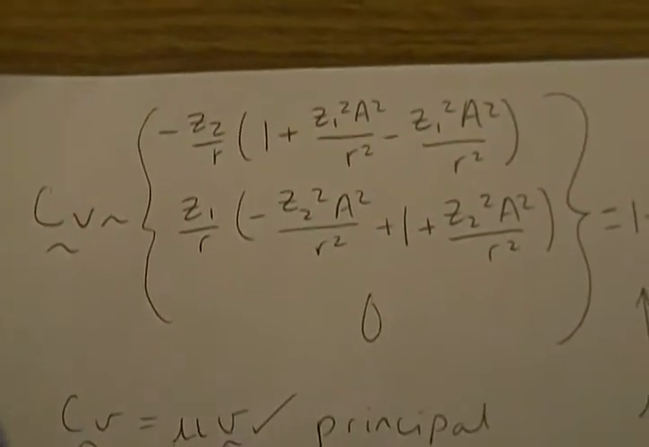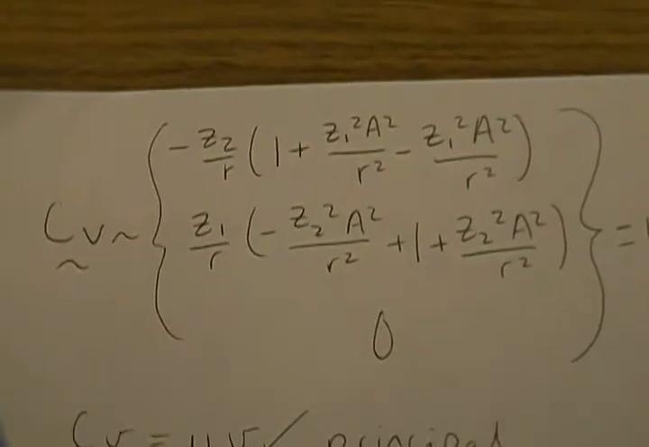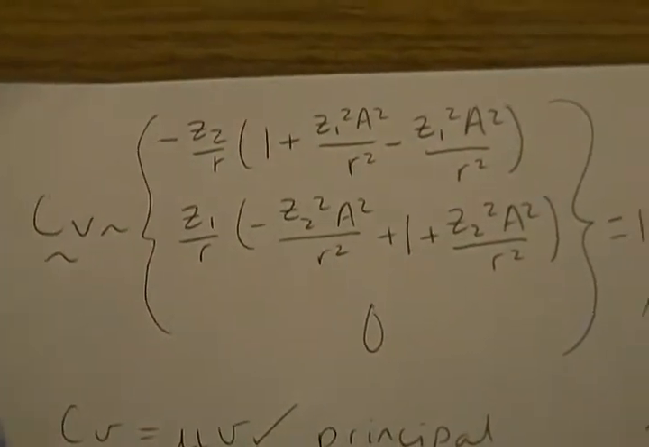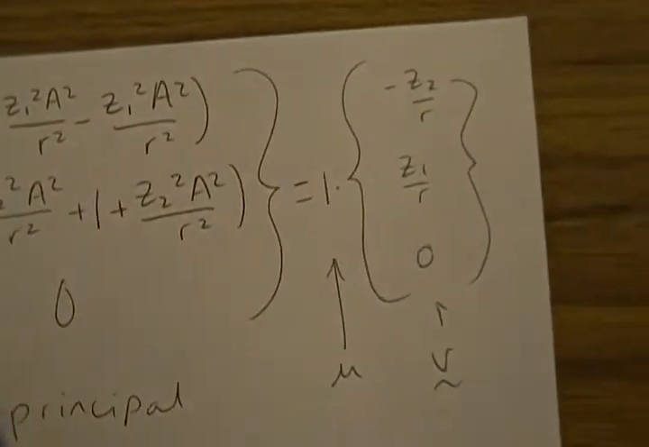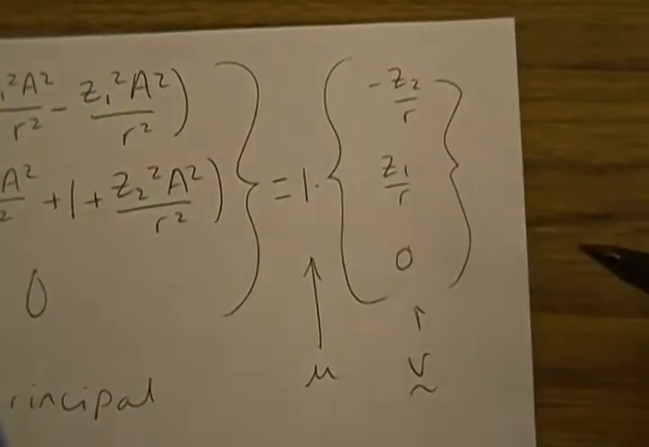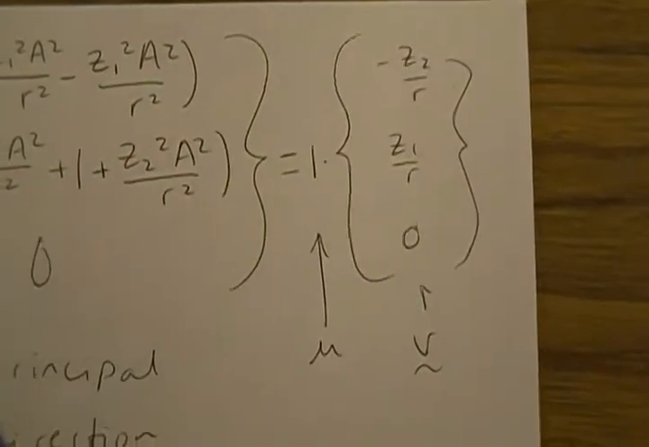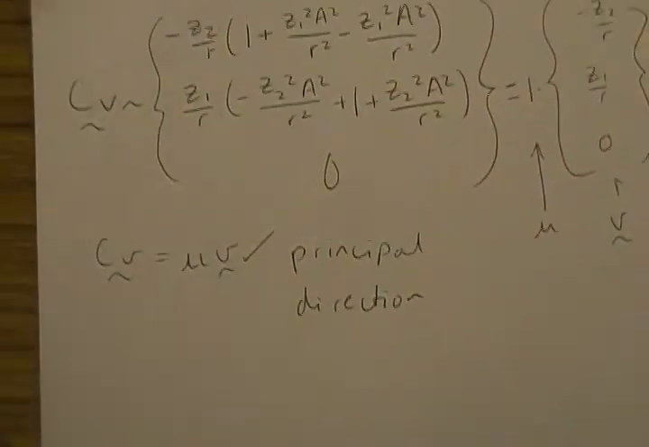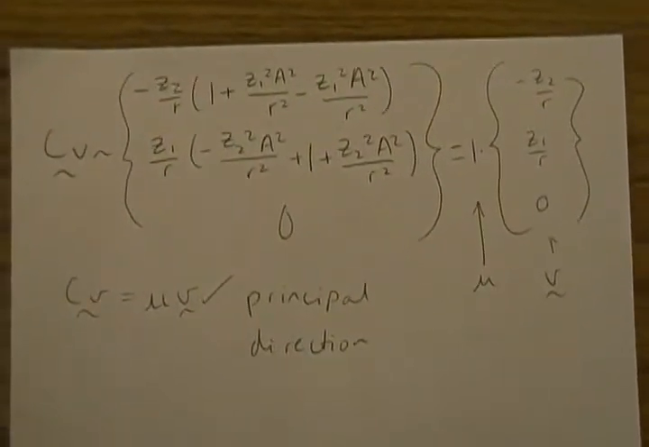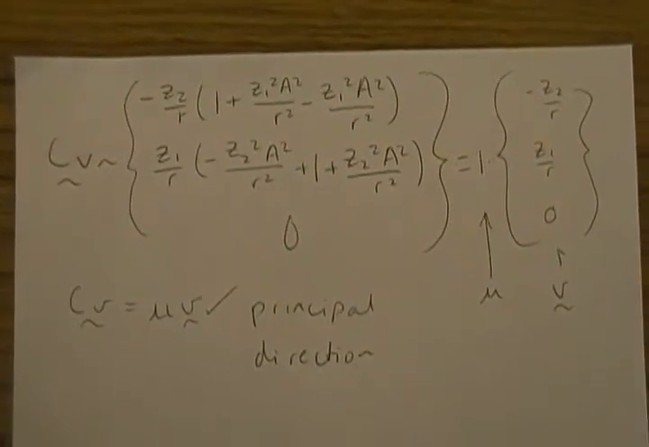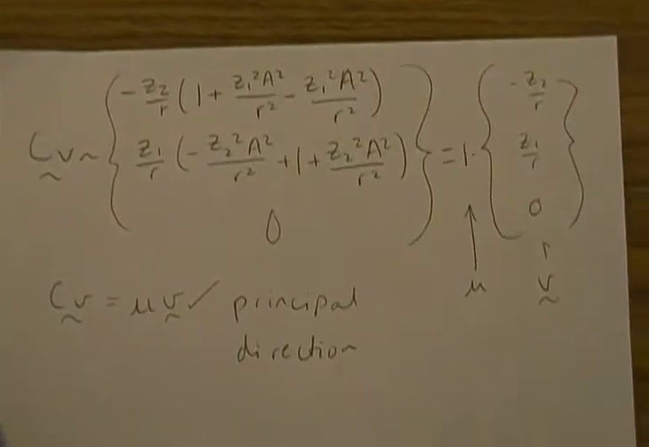We do a similar thing for v. We have C operating on v, and we come out with the vector v on the other end. So we have an eigenvalue of 1, and as with n, since C operating on v is equal to an eigenvalue times v, v is in a principal direction as well.